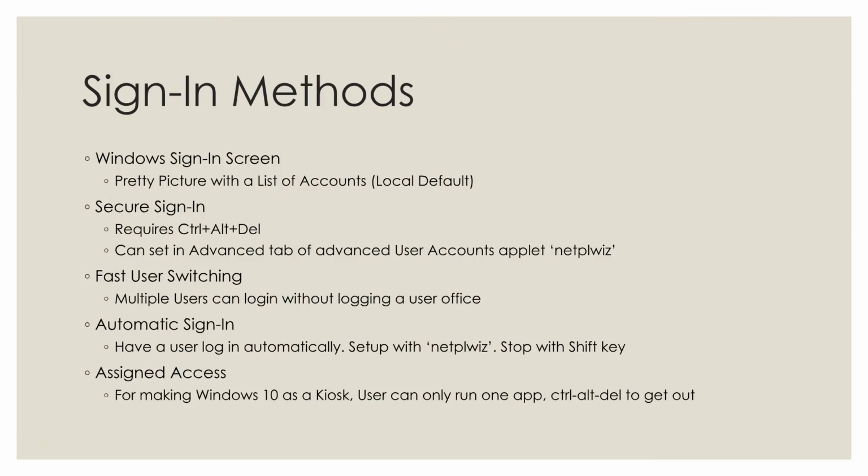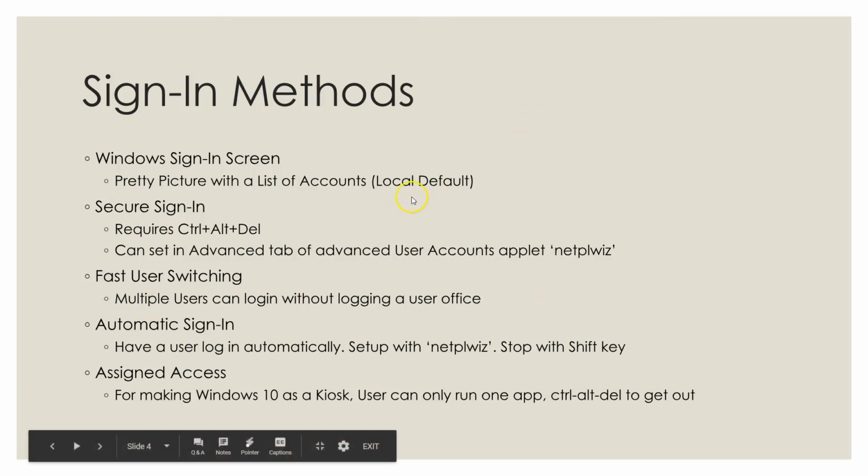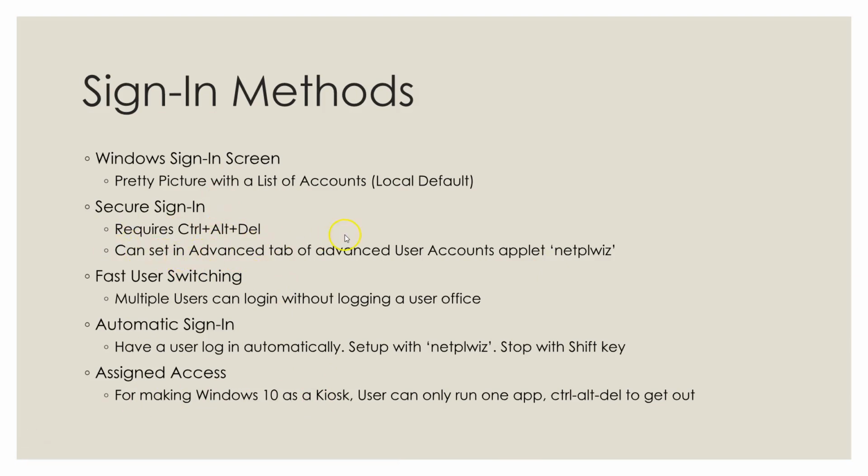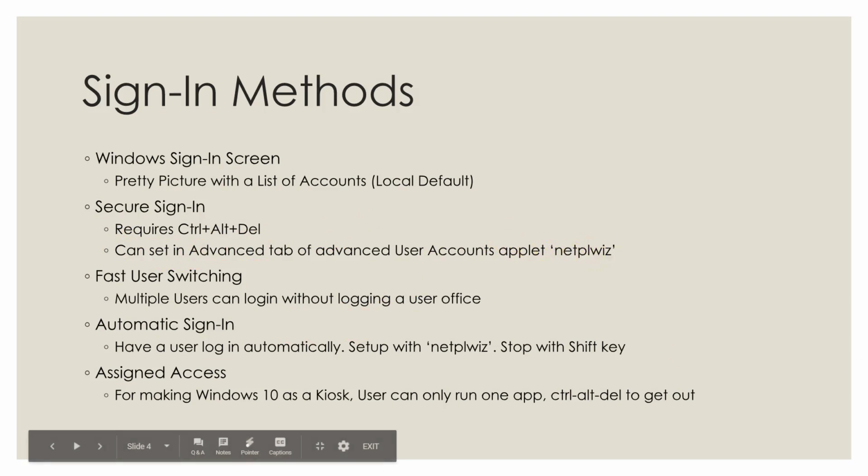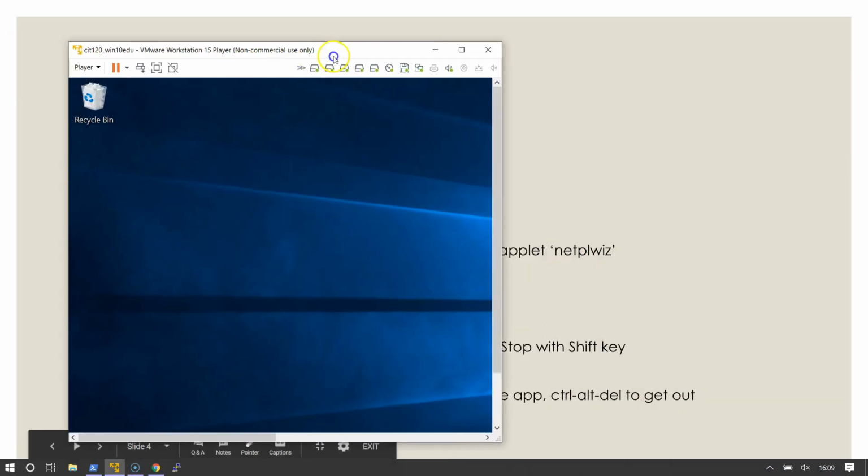So anyway, just know that the Windows sign-in screen has a pretty picture with a list of accounts. By default, it's going to be just the local accounts. Secure sign-in, as I just showed, requires a Control-Alt-Delete. We're going to do it in the lab. You can set that in the Advanced tab of the Advanced User Accounts applet, netplwiz. You just hit Control-R, and you can run that. Matter of fact, I'll do it right now.